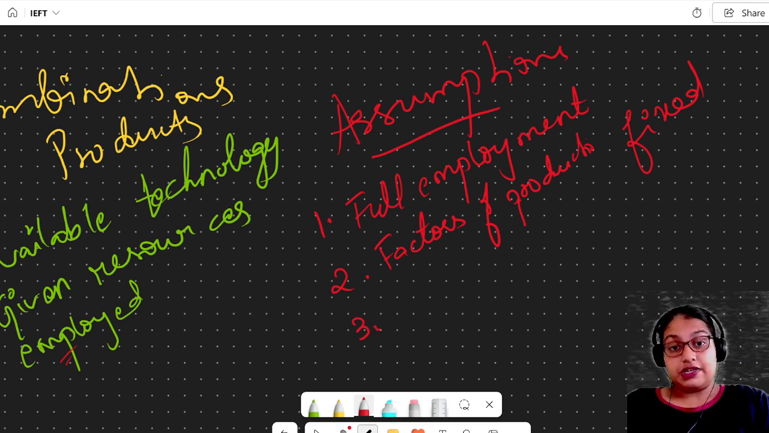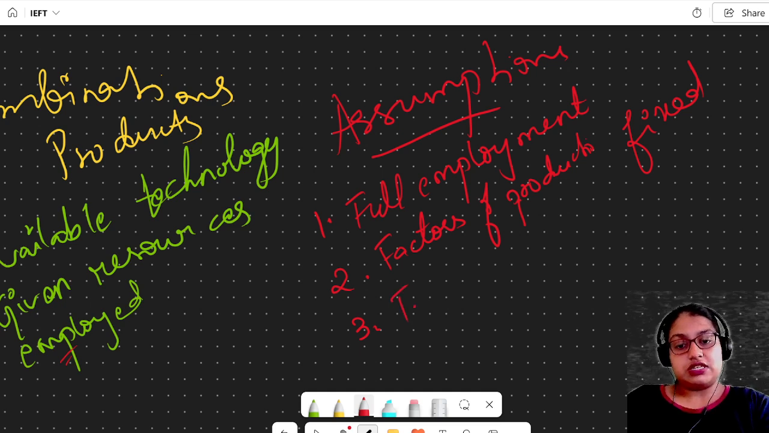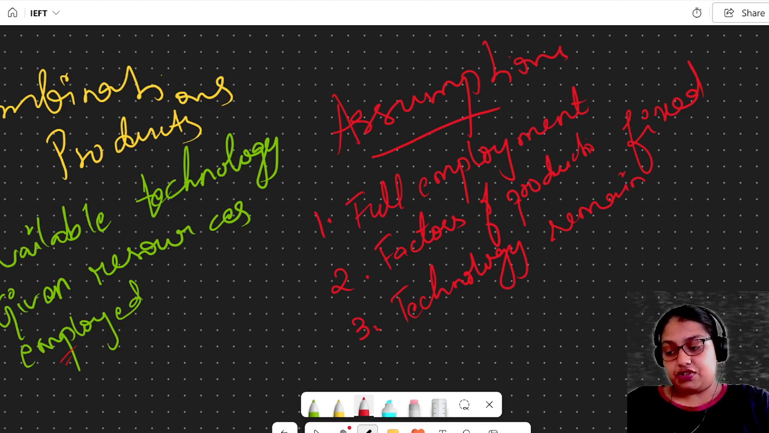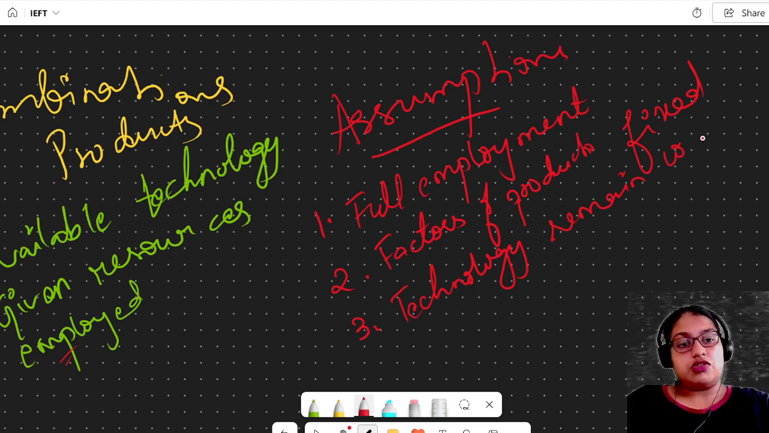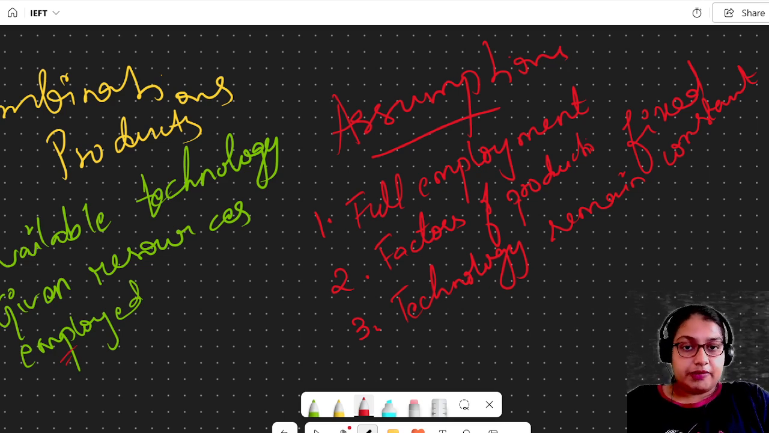Now what is the third one? The technology remains constant. Technology should not be changing every time. So these are the three assumptions for this production possibility curve. Full employment has to be there, the factors of production should be fixed, and the technology should remain constant. These are the three assumptions which come under the production possibility curve.